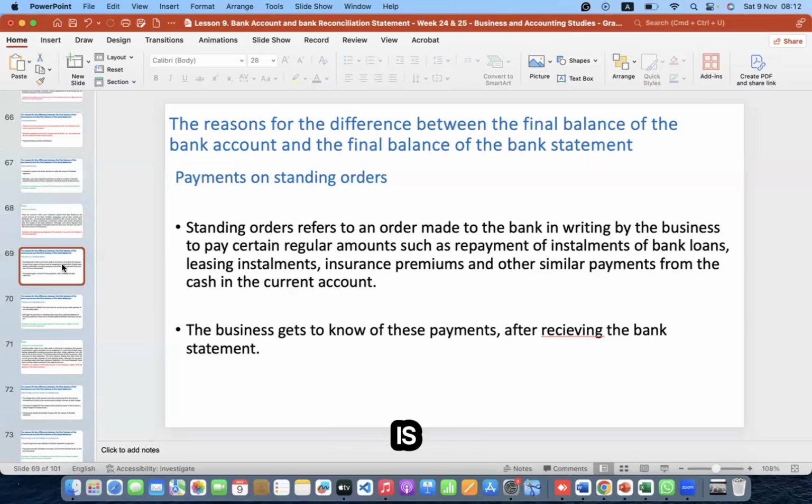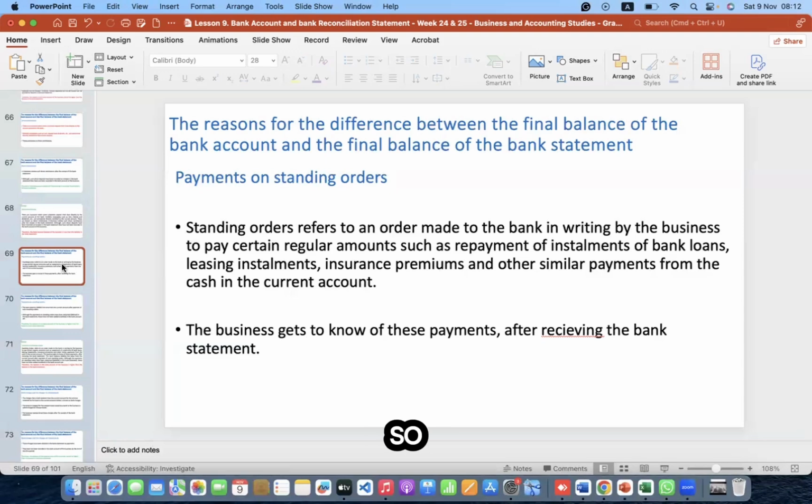Okay, what you do is you give an instruction on this particular day. Let's say on the 25th of every month, pay 10,000 rupees to this particular bank account. You are giving that standing order to the bank. That is the one instruction.